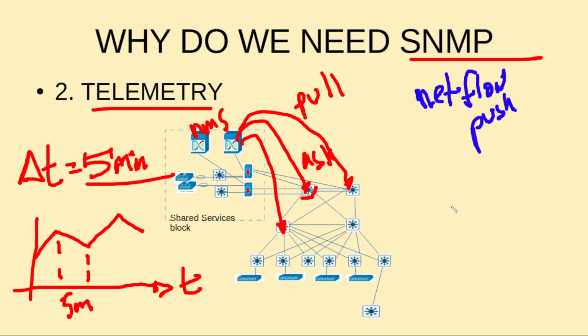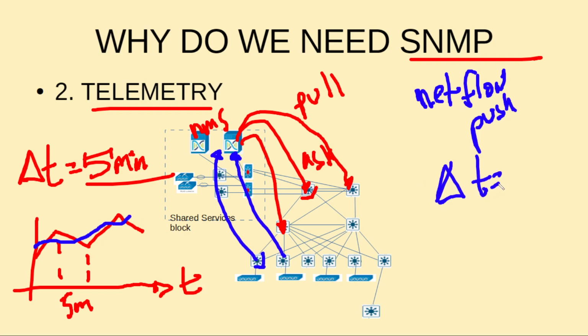If we compare this with other technologies, for instance NetFlow, with NetFlow devices are going to push data into the network management system. If you chart NetFlow data, you will see that the chart is smoother, and that is because the interval that NetFlow uses is lower. Now, by this I'm not saying that NetFlow is better than SNMP, or that NetFlow is going to replace SNMP. This is just to illustrate how SNMP works.